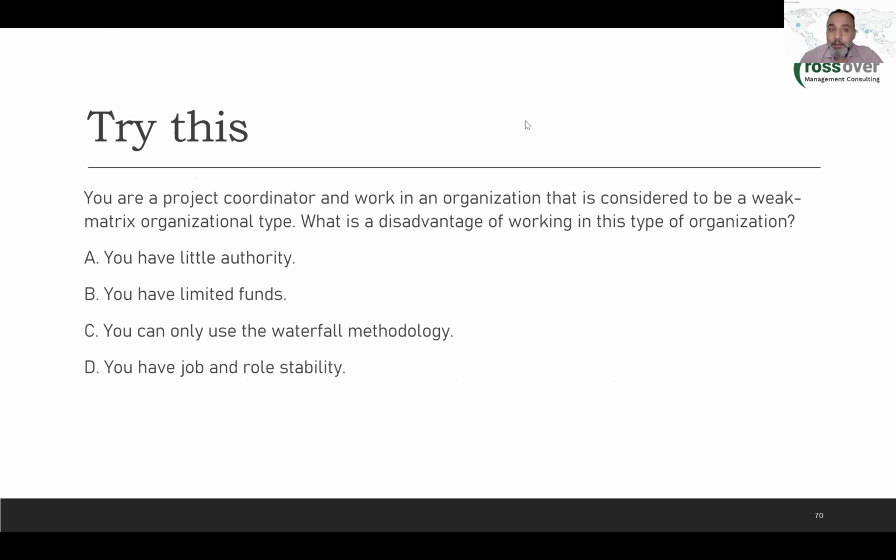Okay, you are a project coordinator and work in an organization that is considered to be weak matrix organizational type. What is the disadvantage of working in this type of organization? You have little authority, you have limited funds, you can only use the waterfall methodology, you have job and role stability. What is the disadvantage of working in a weak matrix? Yes, obviously, right? You have little authority.